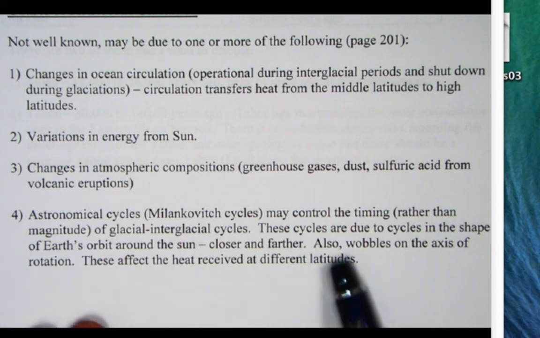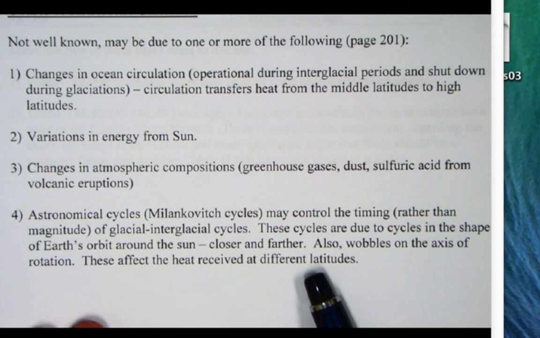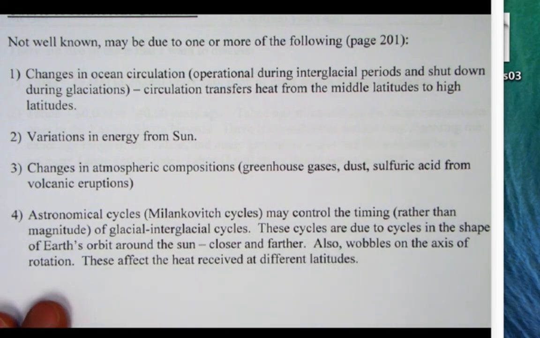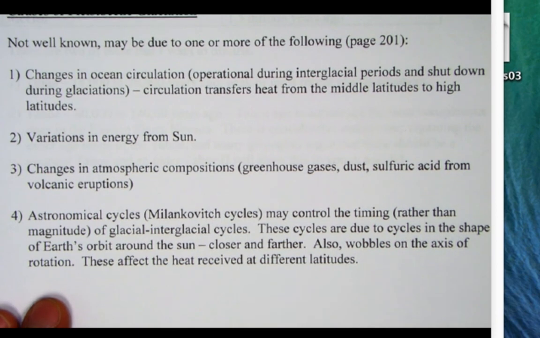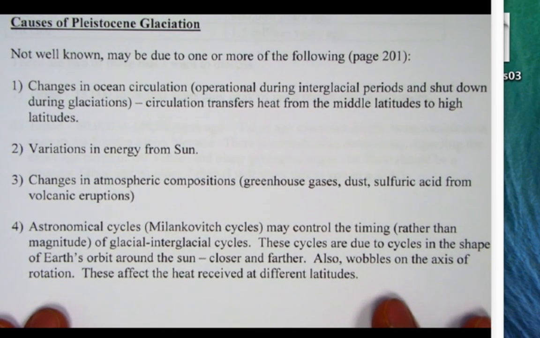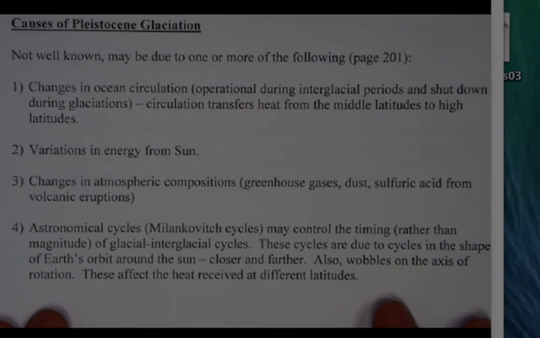So this wobble can coincide with the northern hemisphere getting more or less solar radiation, and the key thing, having less solar radiation, but also where Earth would be a little bit farther from the sun based on the orbit of the Earth. So it's a little complicated, but it seems like these Milankovitch cycles do explain at least the timing when these glaciations have occurred in the past.